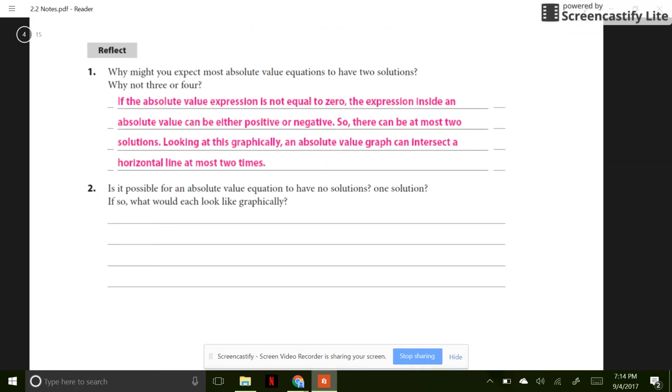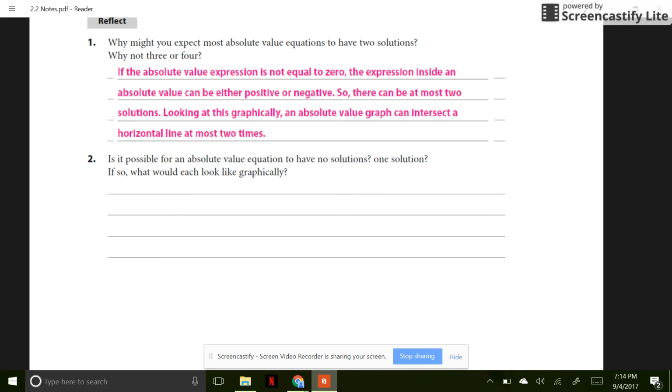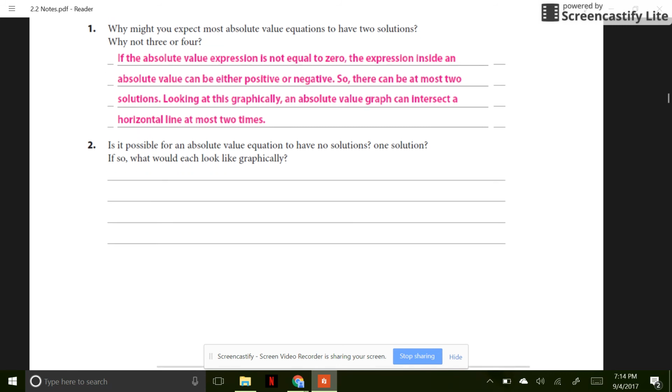So a couple quick reflection questions here. Why might you expect most absolute value equations to have two solutions? Because the absolute value expression is not equal to 0, the expression inside an absolute value can either be positive or negative. So there can be at most two solutions. Looking at this graphically, an absolute value graph can intersect a horizontal line at most 2 times.